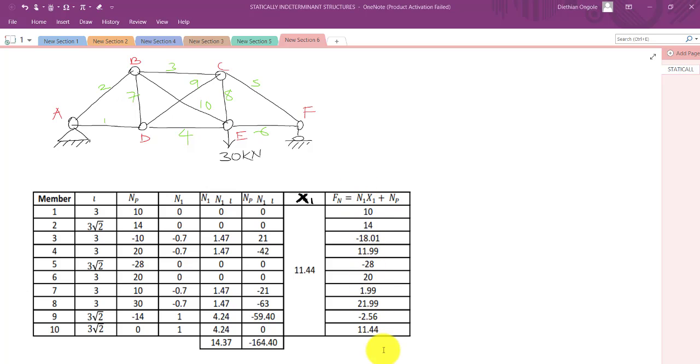Yeah, so basically that's how we go about problems concerning statically indeterminate truss members.